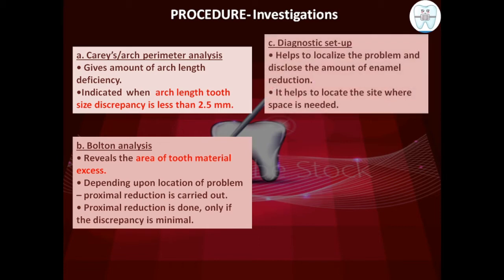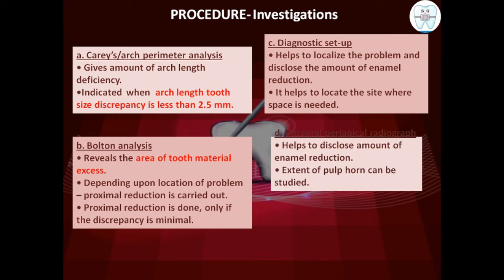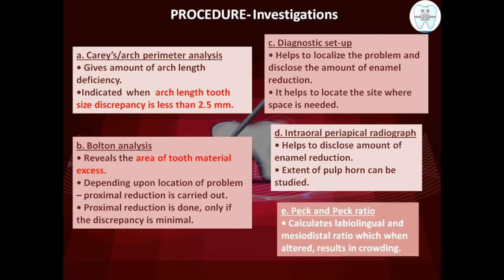Next is diagnostic setup. It helps to localize the problem and disclose the amount of enamel reduction. It helps to locate the site where space is needed. After that is IOPA. So it helps to disclose the amount of enamel reduction. The extent of pulp horn can be studied. Next is peck and peck ratio. So peck and peck ratio helps us to calculate the labiolingual and the mesodistal ratio, which when altered it results in crowding.